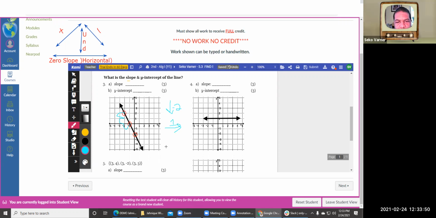I went down two, so that's going to be negative two, and went over one. So the fraction is going to be negative two over 1. And that's what I'm going to put here for slope. That's how you did that. All right. So the slope here is going to be -2 over 1. And where is the y-intercept? This is the y-intercept. This is where this line crosses the y-axis, and it crosses at -2.